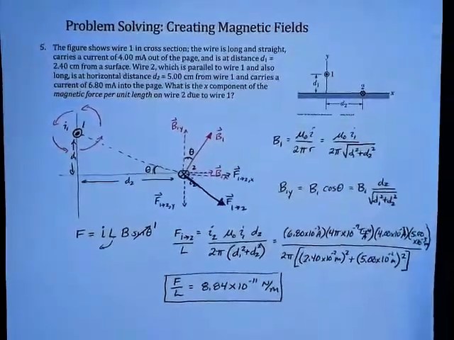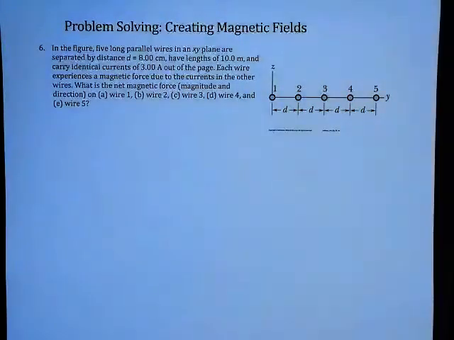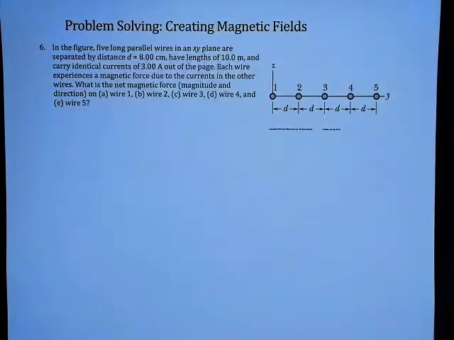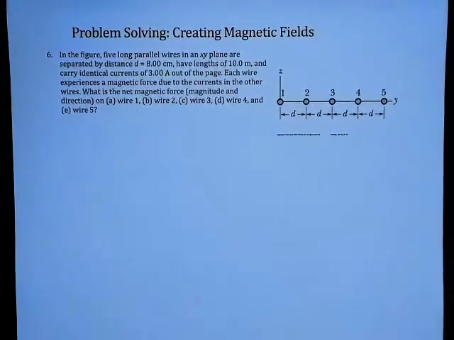The final problem that we solved in this set of practice problems reads: in the figure, 5 long parallel wires in an XY plane are separated by a distance d equals 8 centimeters. They all have lengths of 10 meters, and they carry identical currents of 3 amps out of the page. Each wire experiences a magnetic force due to the currents in the other wires. What is the net magnetic force, magnitude and direction, on wire 1, wire 2, wire 3, wire 4, and wire 5? At first blush, this looks like we have to do a lot of calculating, but it's not going to be as bad as you might think from first glance.